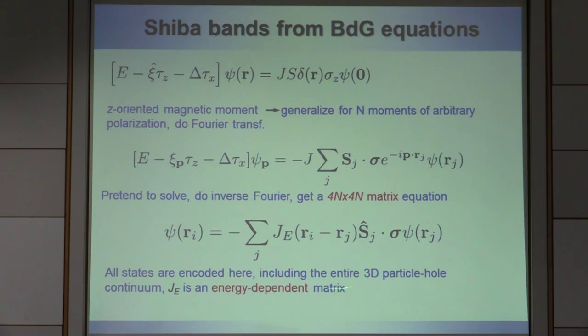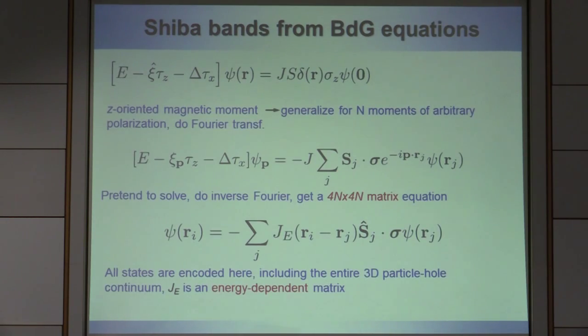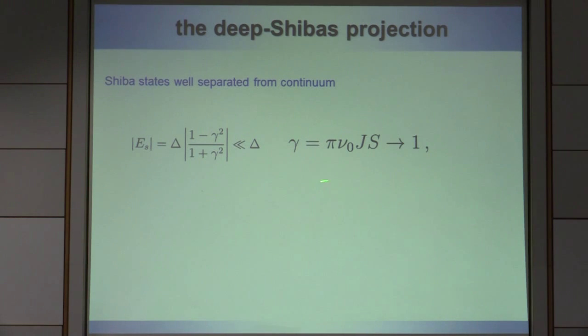So once again, this kernel contains all the information about the energy spectrum, and what one can do next is look at the special case when the parameter gamma is tuned close to 1. Then Shiba states are deep, okay, so Shiba states are close to the Fermi level. In this case, we can single out the band of states close to the Fermi level that are mostly constructed from Shiba states and disregard the continuum.